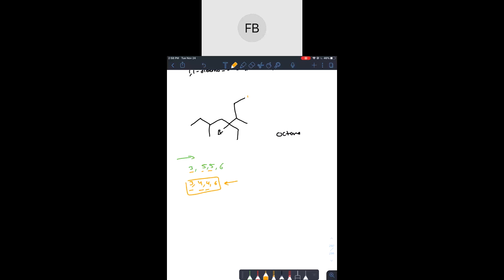So going on from that, I would then go through and alphabetize it. So there's a bromo, there's an ethyl, and there are 2 methyls. Right. So because of that, I would start with the 4 bromo, and then go to 4 ethyl.